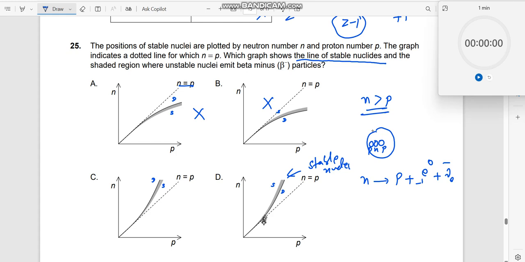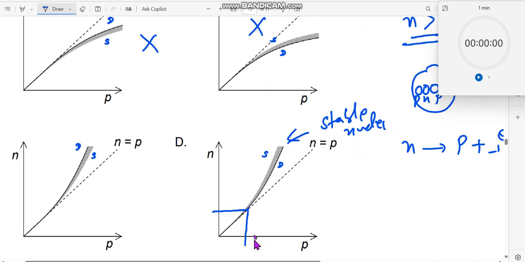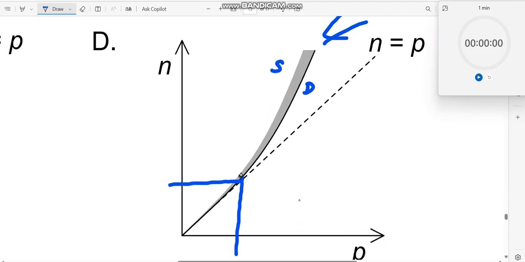For a given proton number, it should have only this much neutron number. If it exceeds beyond this value, beyond the dark line here, the nucleus becomes unstable. Therefore D is the right option. I hope you understand this. Let us move on to the next.